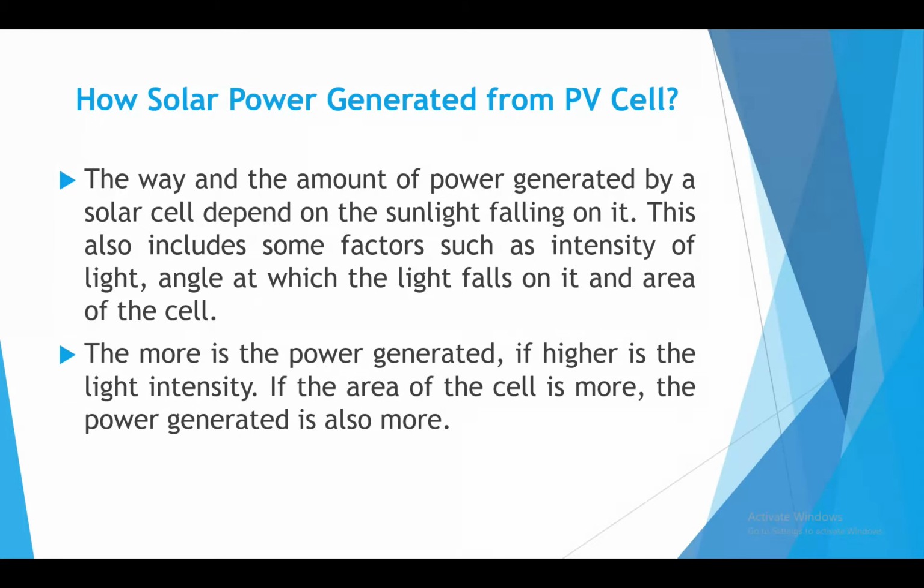So the more of these factors we have, the more power is generated. That is, if the light intensity is higher and the area of the cell is larger, the power generated will also be more. So in this way solar power is generated. We use a PV cell, and it has some factors that must be addressed: the intensity of light, the angle at which the light falls, and the area of the cell.